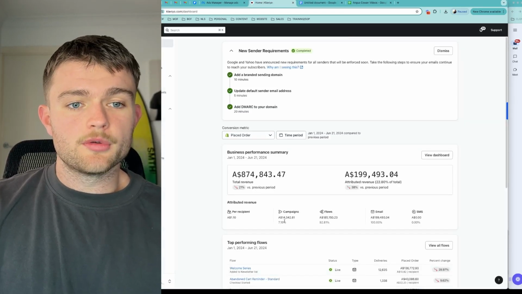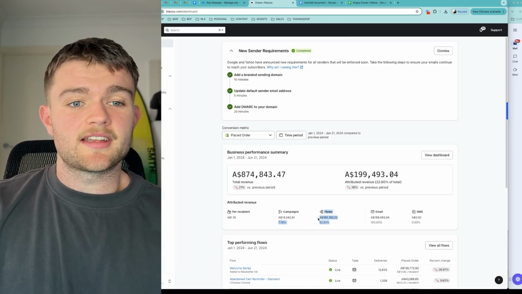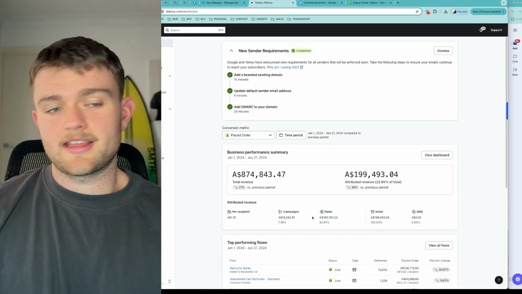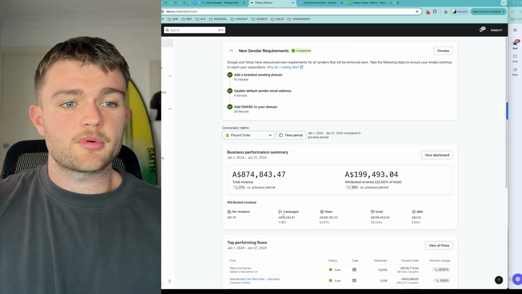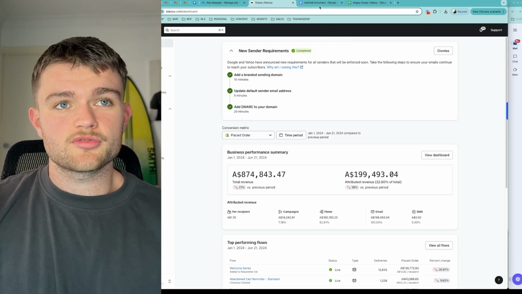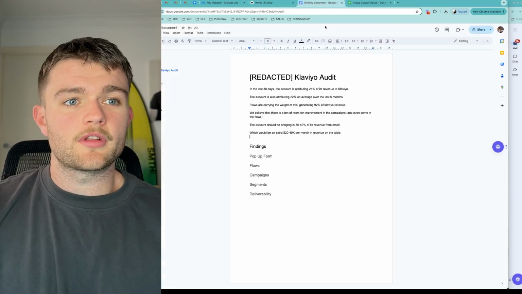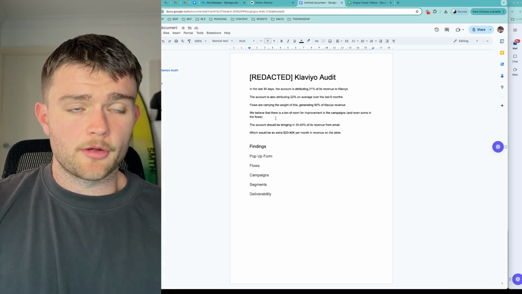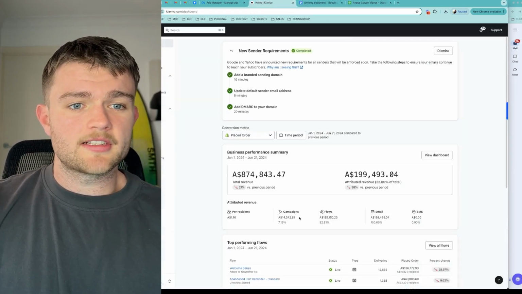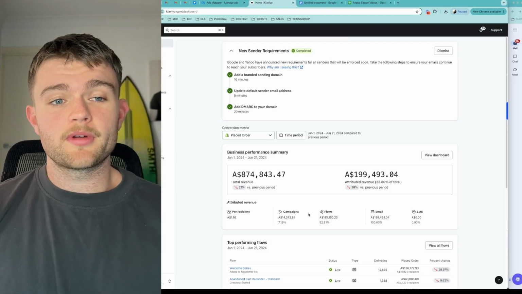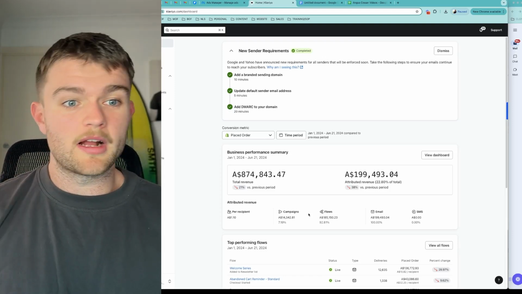We can see that flows are going to be carrying the weight of this in this scenario. They're bringing in 92% of their email revenue just from the flows and only 7%, or 7.2%, from their campaigns, which is extremely, extremely heavy on the flows front. So we want to make note of that. From that, we can derive that the campaigns are a weak spot. Either the flows are a really strong point or the campaigns are a really weak point.